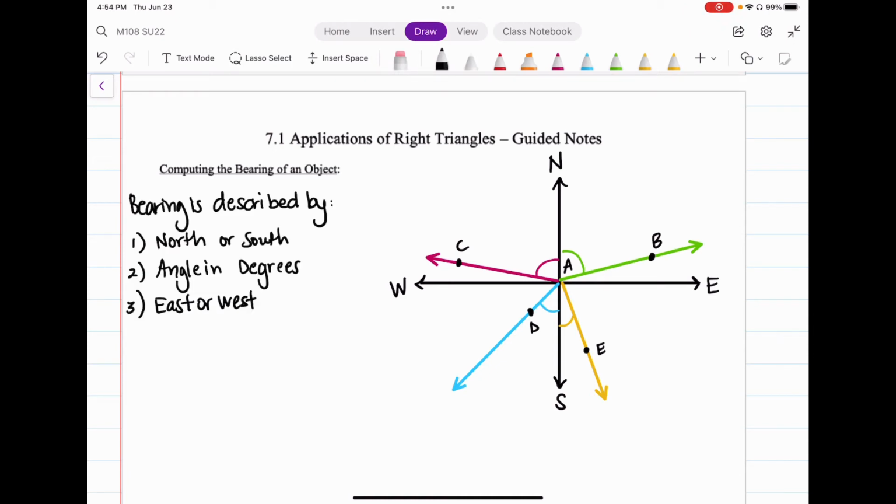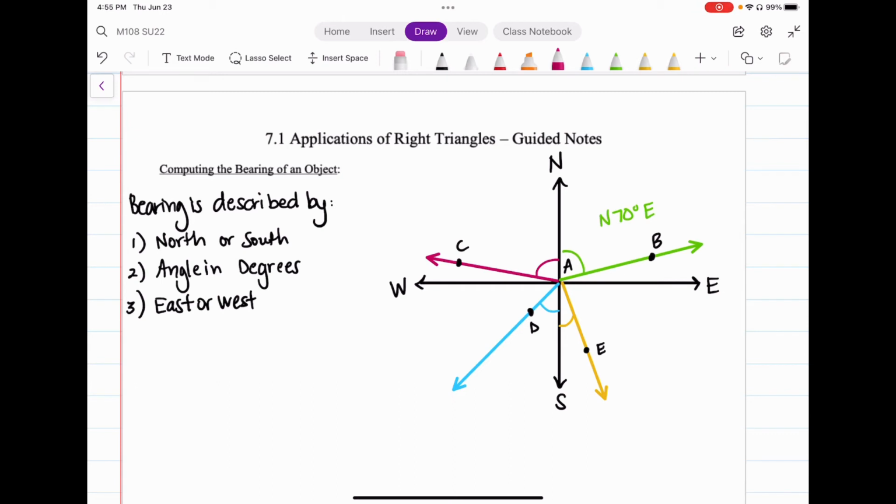A bearing is denoted by the letter north or south, and then followed by the degree, and then east or west. For the angle in the first quadrant, that ray, AB, is going to be north because it is above the x-axis. It is positive y, so that's going to be north. And then whatever the degree measure is, let's say it's 70 degrees, and then east because it's heading to the right.